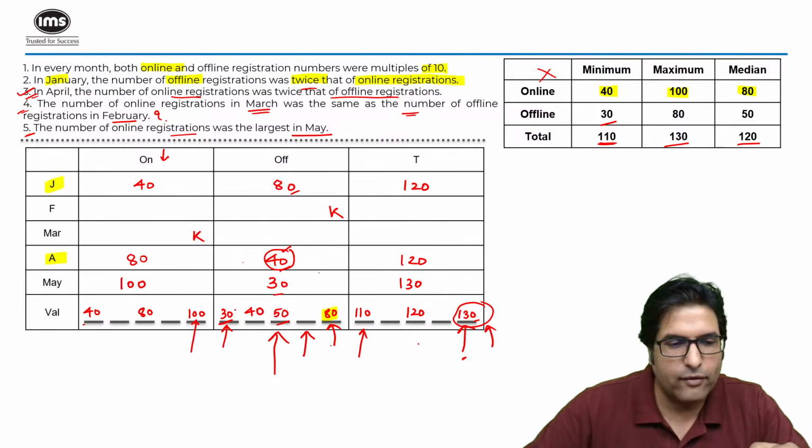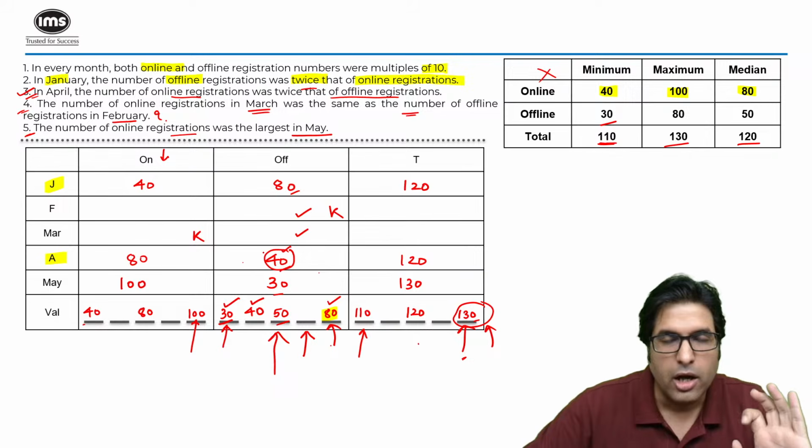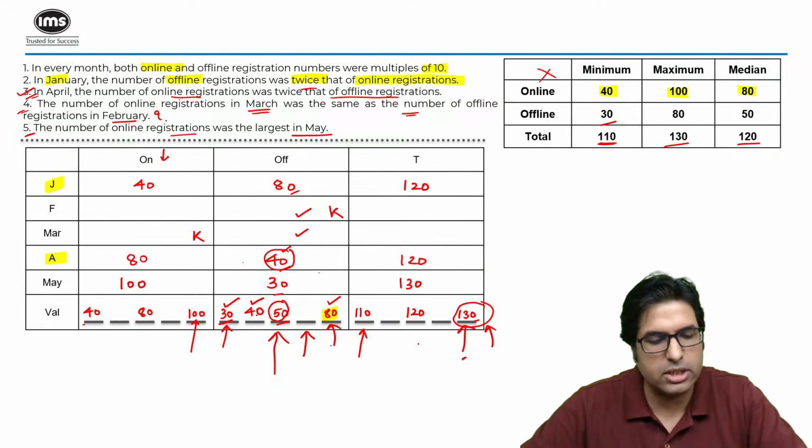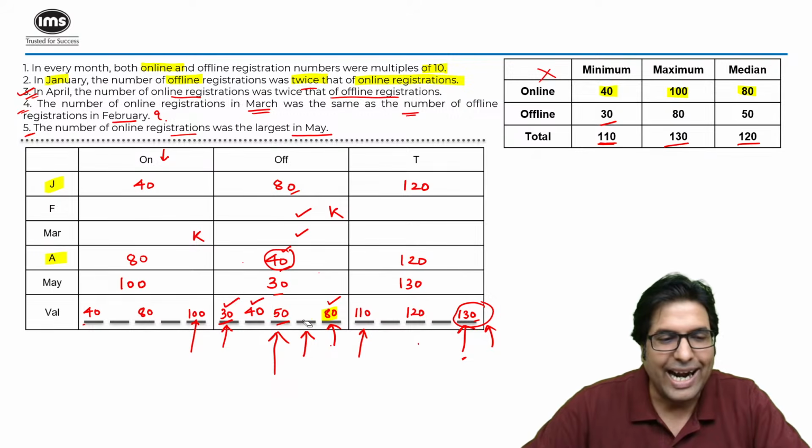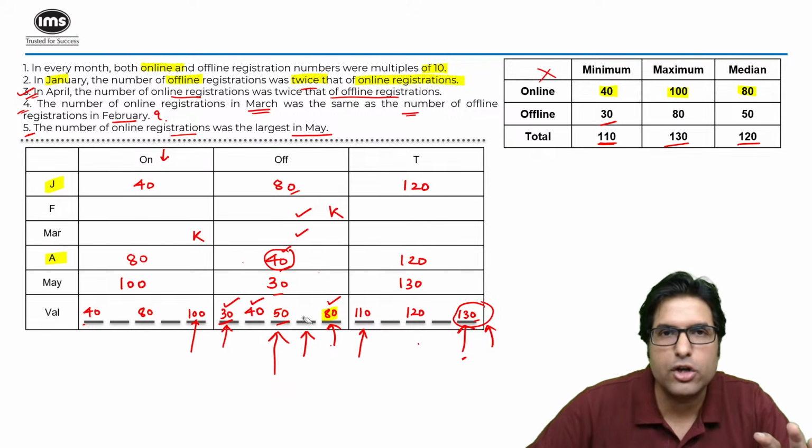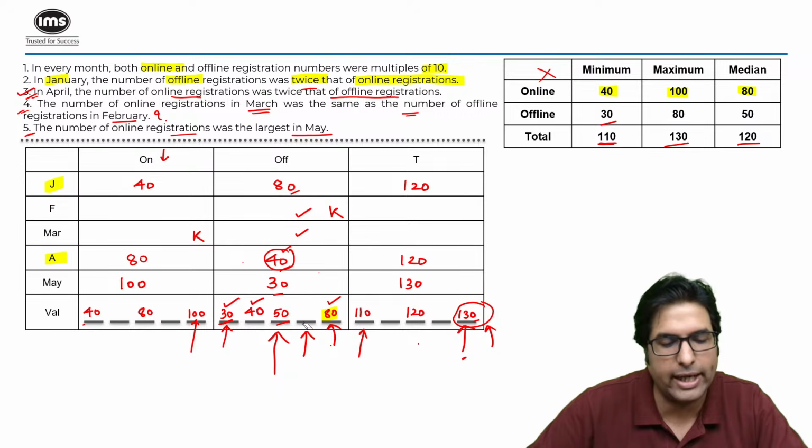So we have used up 30, 40 and 80 in 3 of the boxes in offline. Now there are 2 boxes remaining, this one and this one, for Feb and March. Now for Feb and March, one of the values will be 50. So this is one of the values, and the other value we know for sure has to be between 50 and 80 only. Why? This we had discussed at the start.